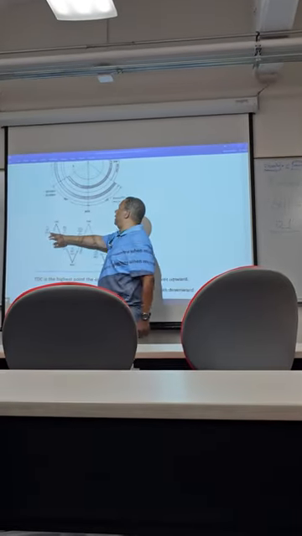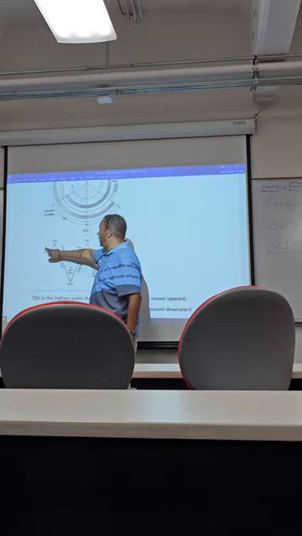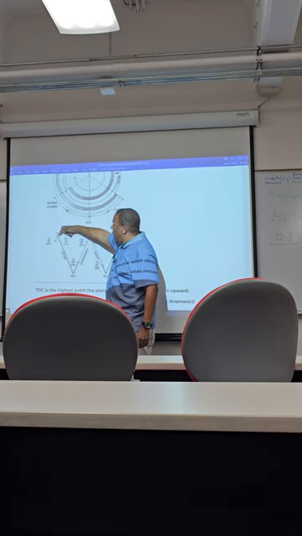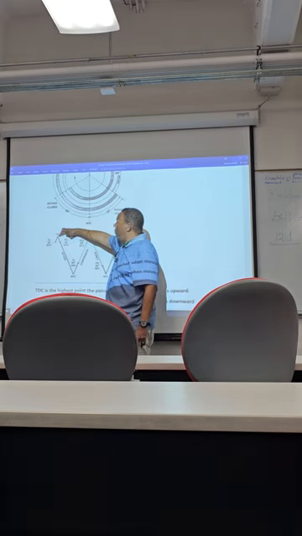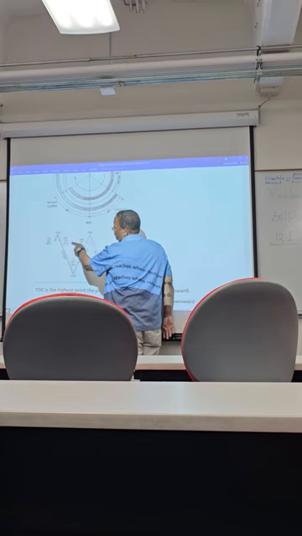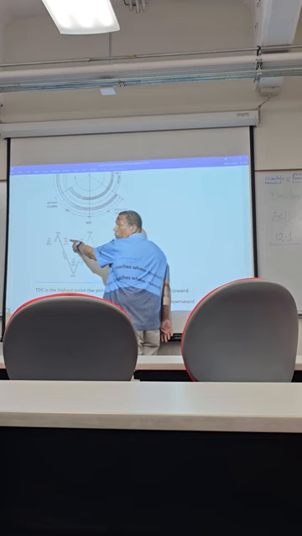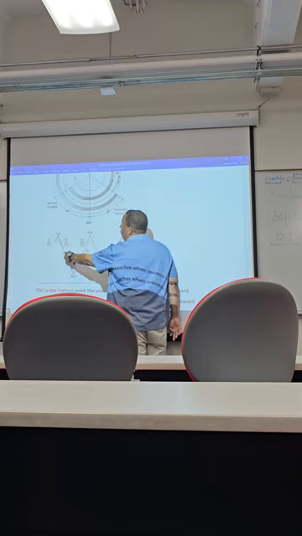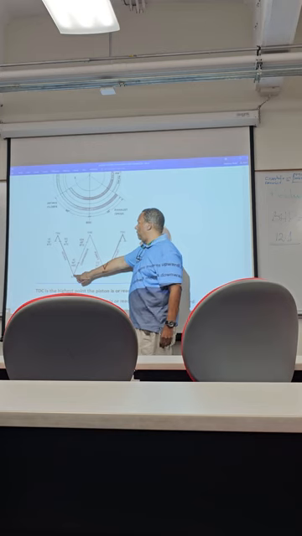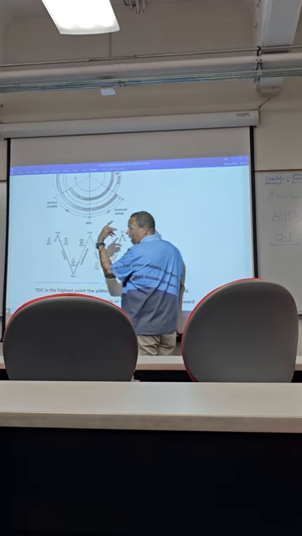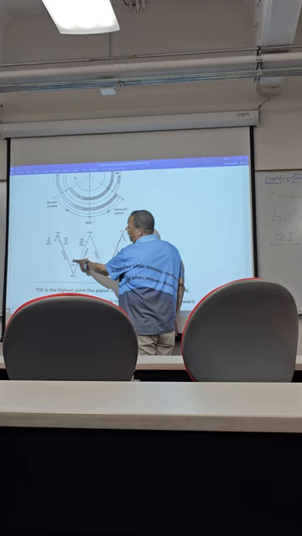Then 15 degrees before top center, the intake valve opens. The piston reaches the top, and from the top it will be moving down, right? Then at 15 degrees crankshaft rotation after the top center, the exhaust valve will close. Okay? Then the piston continues going down, reaches the bottom dead center, and returns to the top. Then, at 60 degrees after bottom center, the intake valve will close.